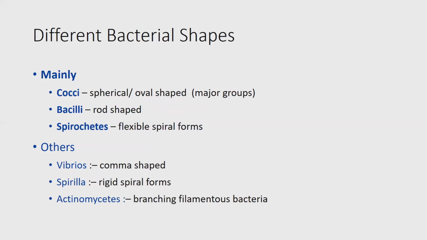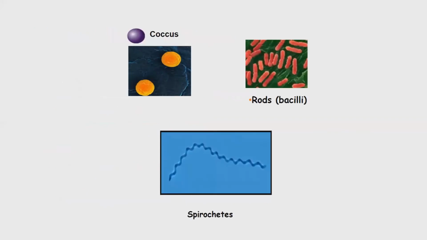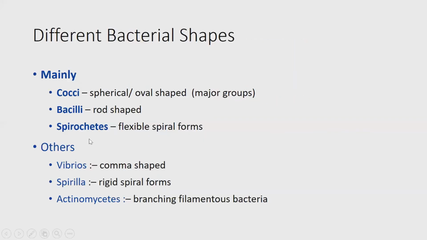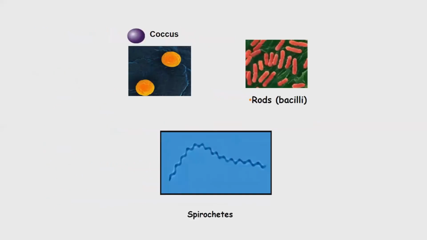So it can be cocci, spherical or oval shaped. Then it can be bacilli, or rod shaped. Then it can be spirochetes, a flexible spiral form. In case of Vibrio cholerae, which causes diarrhea, especially in the Southeast Asian region, in India, Bangladesh, Pakistan, cholera is very prevalent. So Vibrio is comma-shaped, spirilla is a rigid spiral form, and actinomyces are branching filamentous bacteria.